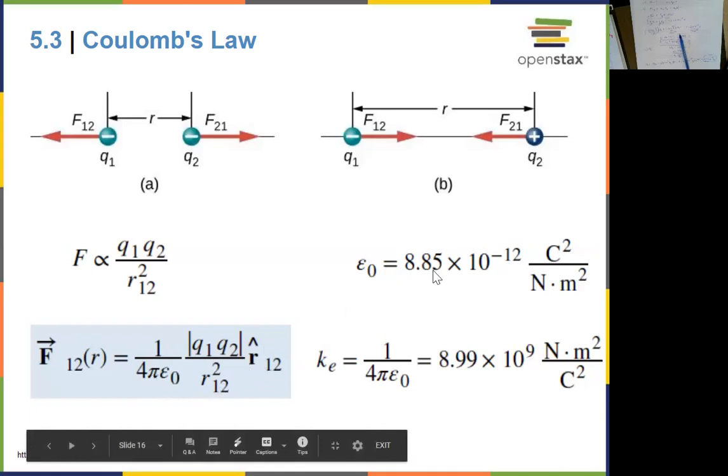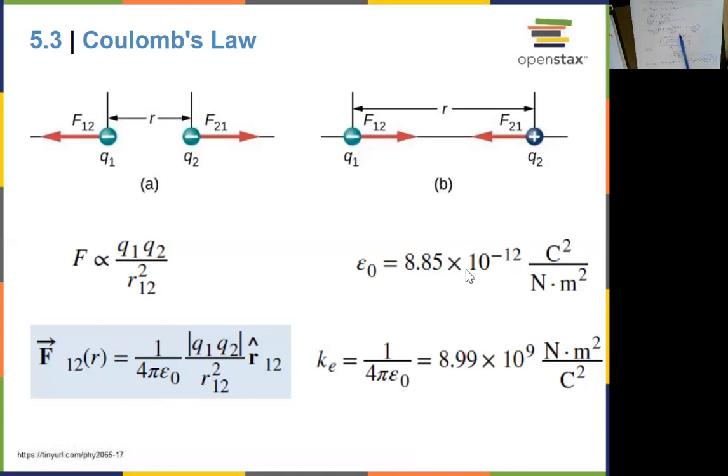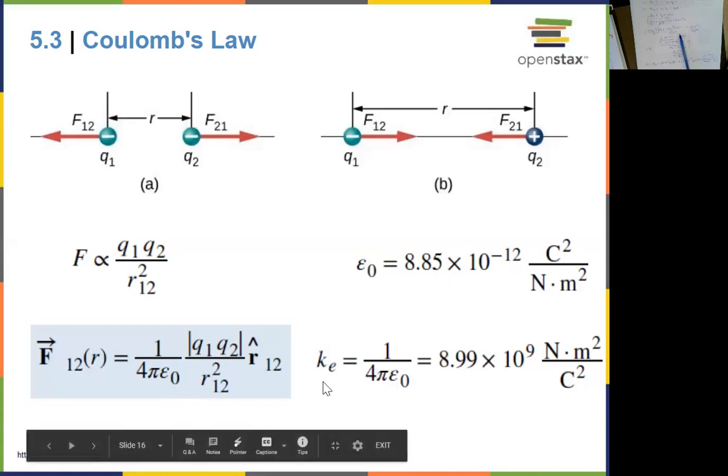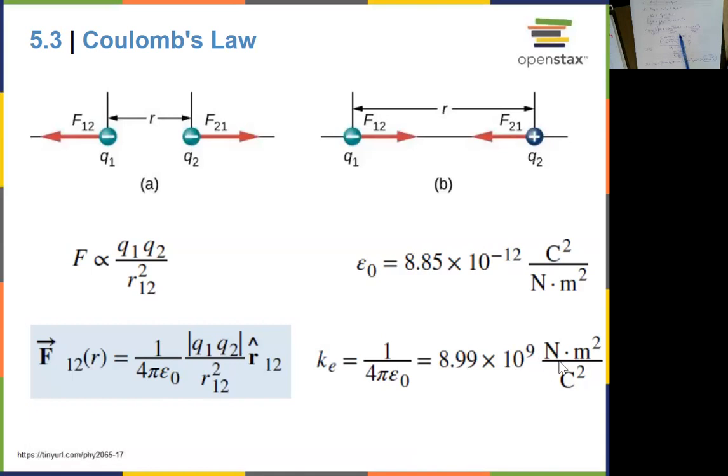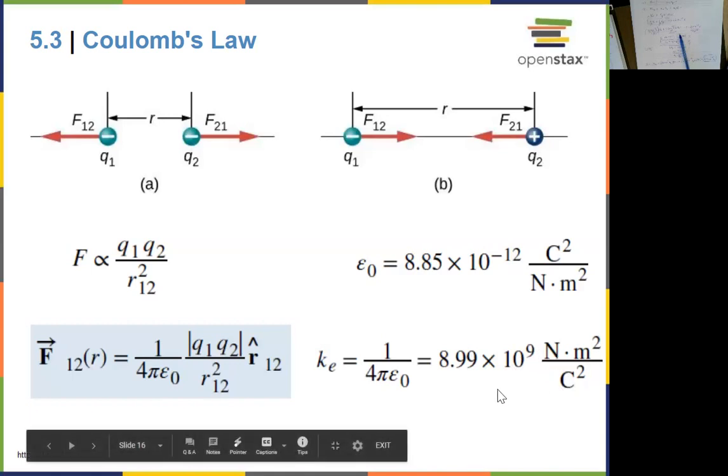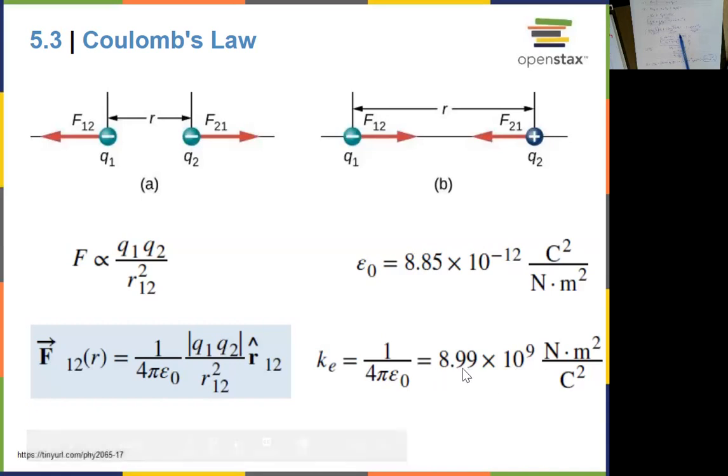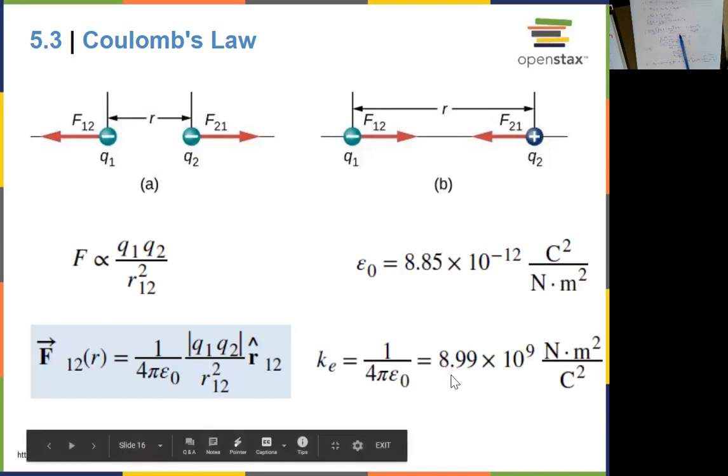The epsilon naught here is equal to 8.85 times 10 to the minus 12. This is a constant number. It's called the permittivity of vacuum, or of free space, okay. 1/4 pi epsilon naught is called the Coulomb's constant. 8.99 times 10 to the ninth, in newton meters squared over Coulomb squared, okay. You can approximate it as 9 times 10 to the ninth, okay, that's fine. So a lot of times you'll just see 9 times 10 to the ninth, that would be fine too.